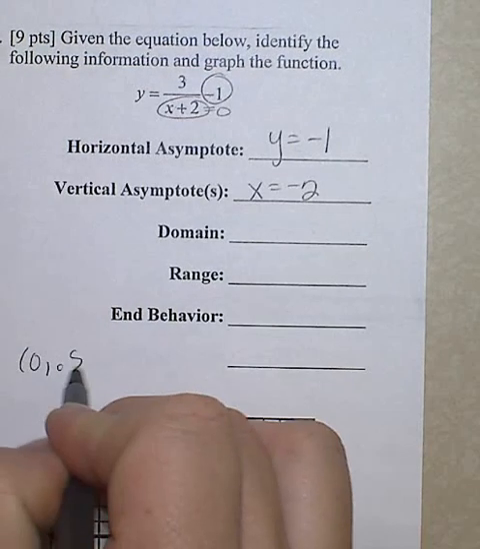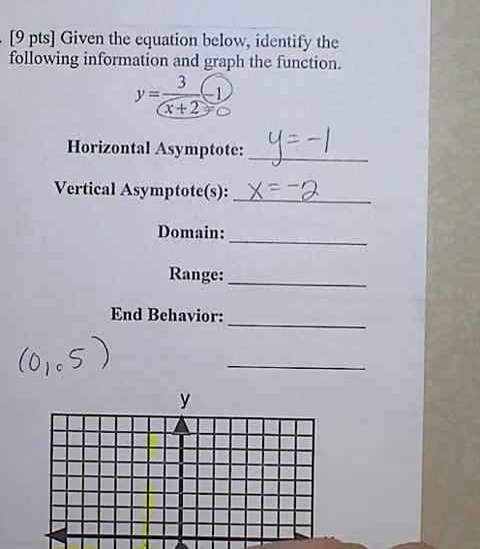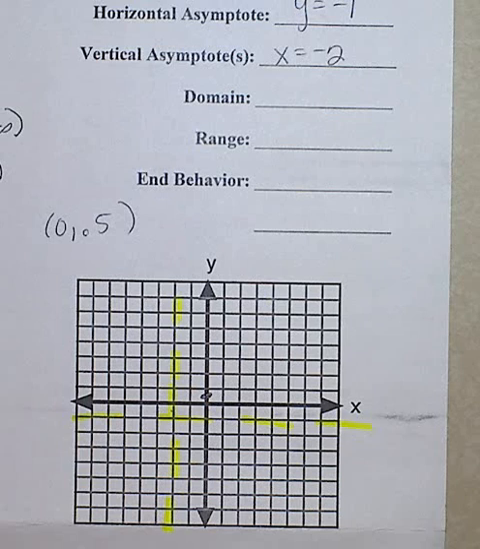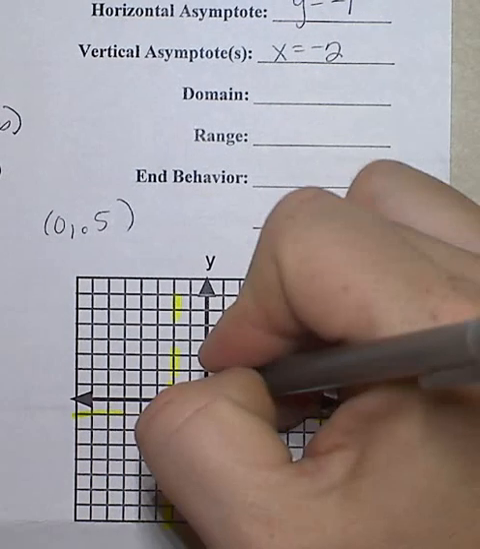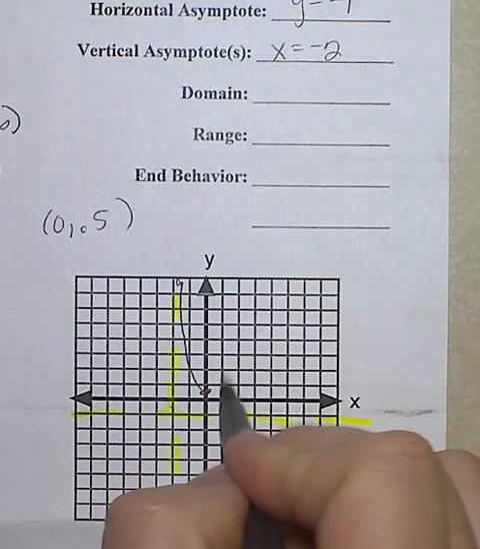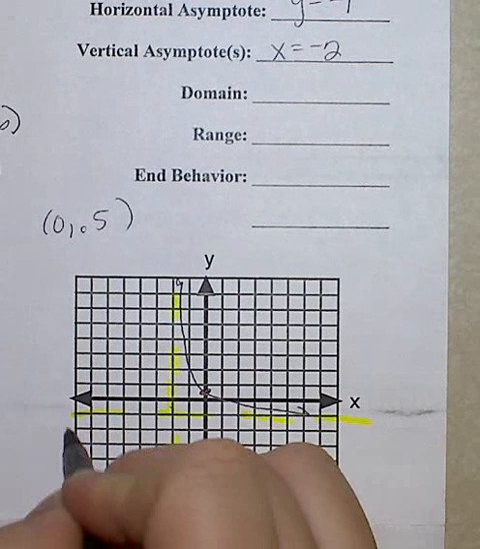Now I'm going to graph 0 and 0.5. What does that do? That tells me that the function is going to occur in this section and also in the section that is kitty corner.